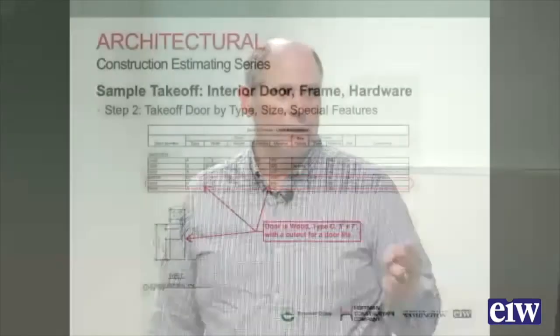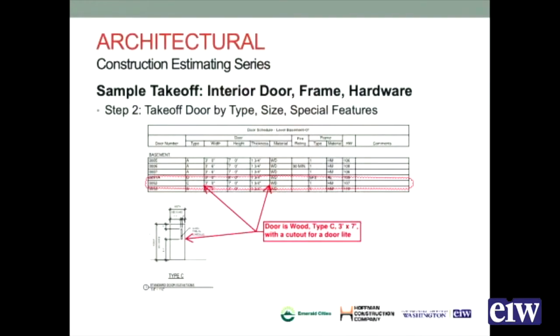Then we'll look at the door itself. And the door is wood, so we'll make sure that we know that it's wood. It's type C. It's 3 foot by 7 foot. It's got a cutout for a door light, because we're going to want to put a little premium on there to make sure that that door light is cut out, because that's extra fabrication dollars. And we need to make sure that we know what that area is to make sure that we account for the glass that goes in it.